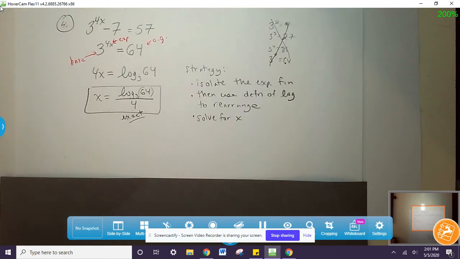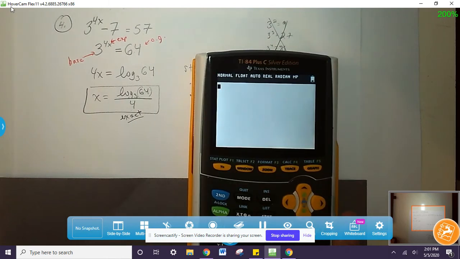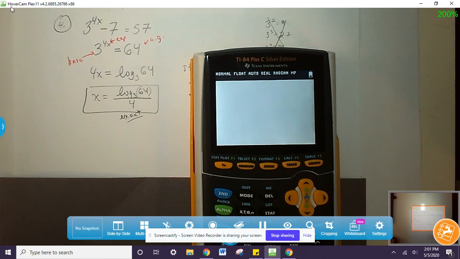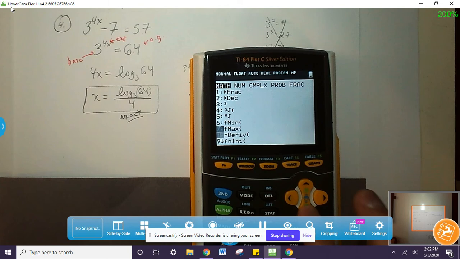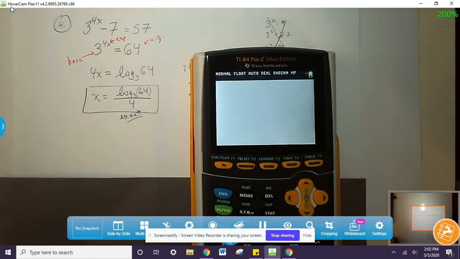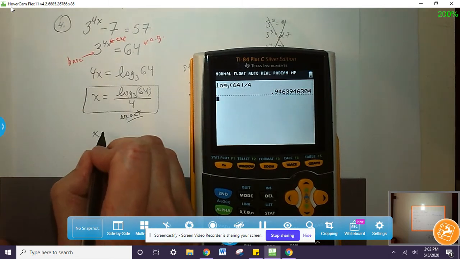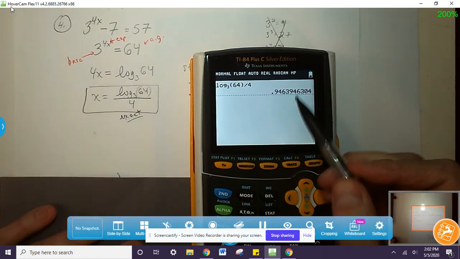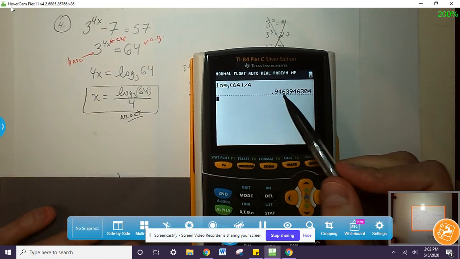So if you have a graphing calculator that has the log base feature, which includes those of you using the online calculator from the PARCC NJSLA website, you can hit math and scroll down to where it has log base. And you can put log base 3 of 64. And then once you get out of those parentheses, divide by 4. And you can get a decimal approximation for x. And you can round to 4 decimal places. So 0.9464 will be your answer.